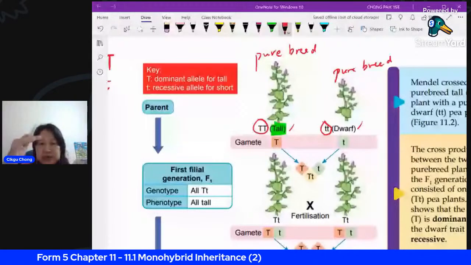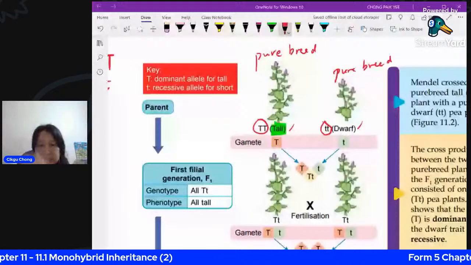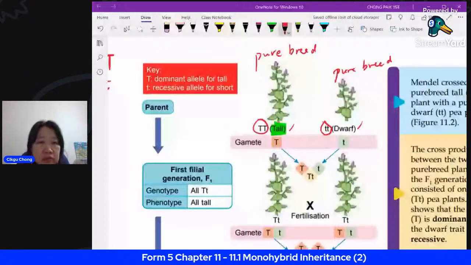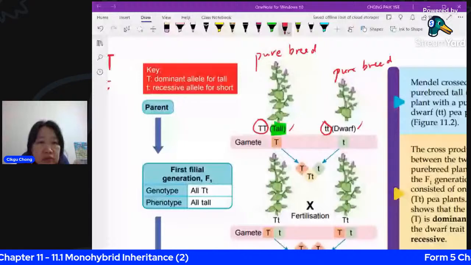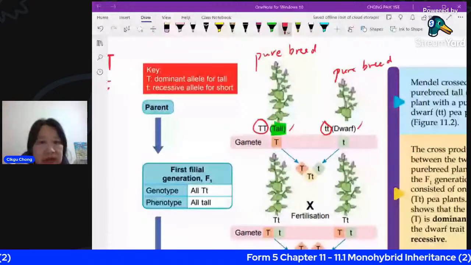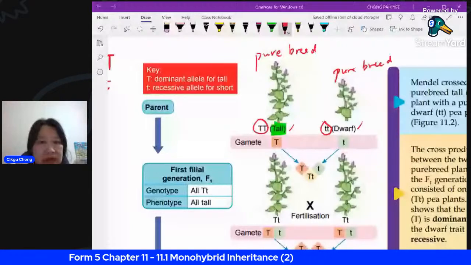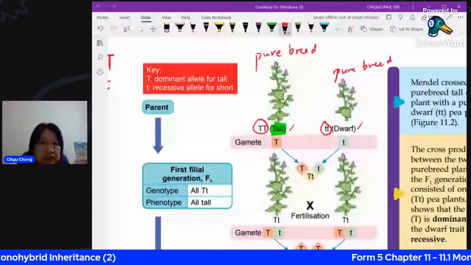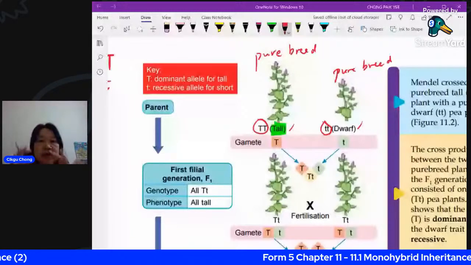After that, from the F1, he took out all the peas and planted them and let them grow. After that, he took the pollen grain of the plant and put it back onto the stigma of the same plant. So he did a self-pollination for the F1. F1 he self-pollinates. Parental he cross-pollinates. Then he got the seed, planted it, and got his second generation, called the second filial generation, F2.